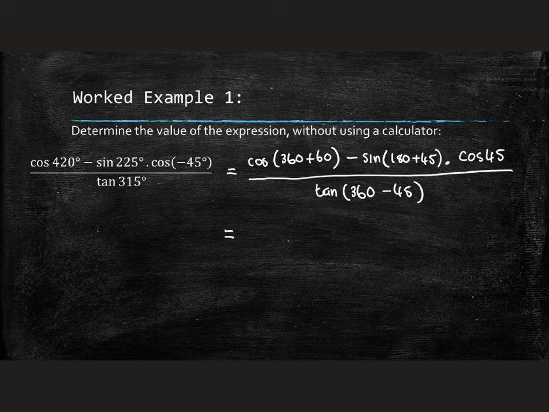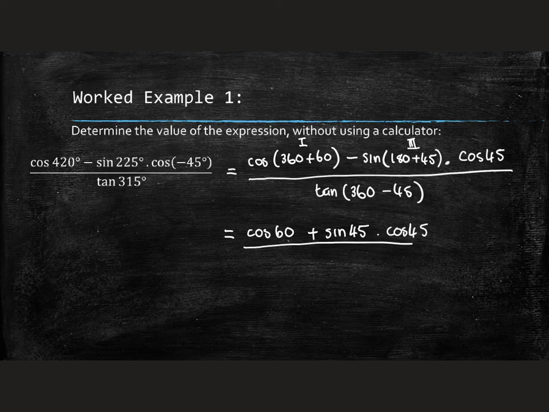Cos of 360 plus 60, 360 plus 60 is in the first quadrant. In the first quadrant, everything's positive, so we're going to have cos of 60. 180 plus 45 is the third quadrant, and sine is negative there. So that negative, along with the negative in front of it, the coefficient becomes positive, sine of 45. Cos of 45 just stays cos of 45.